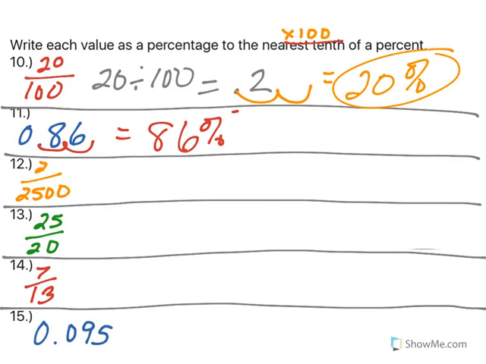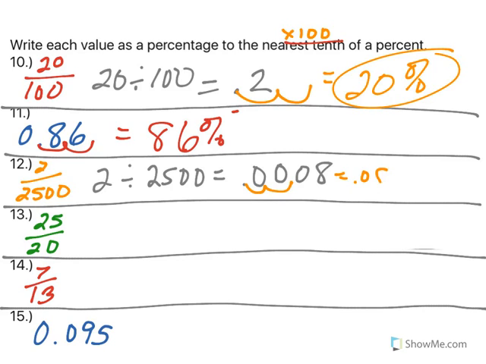In number 12, 2 over 2,500, that's kind of big, right? 2,500. So I take 2 divided by 2,500, and I get the decimal of 0.0008. Okay, so I'm going to change that to a percent, 0.08%. But this is round to the nearest tenth. Tenth is right here. So I look at the 8, rounds up, so this is 0.1% to the nearest tenth of a percent.